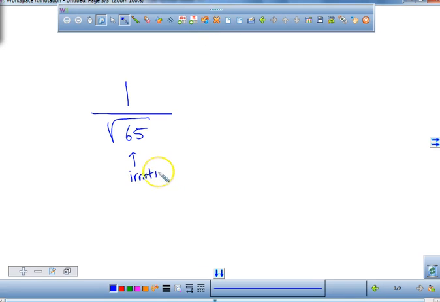If you ever want to have somebody look at you funny, just go to a store and say, "Can I have a square root of 65 bananas?" And the people at Walmart will look at you funny.